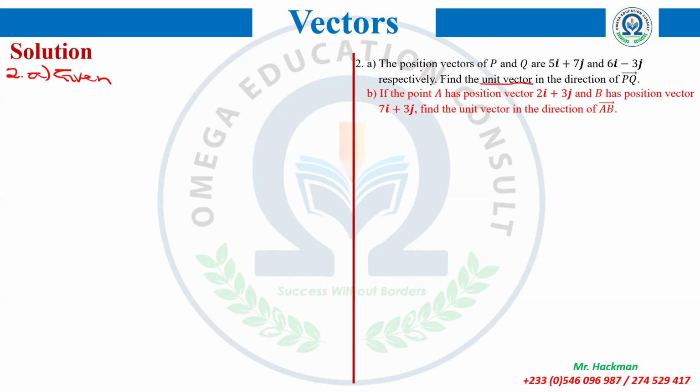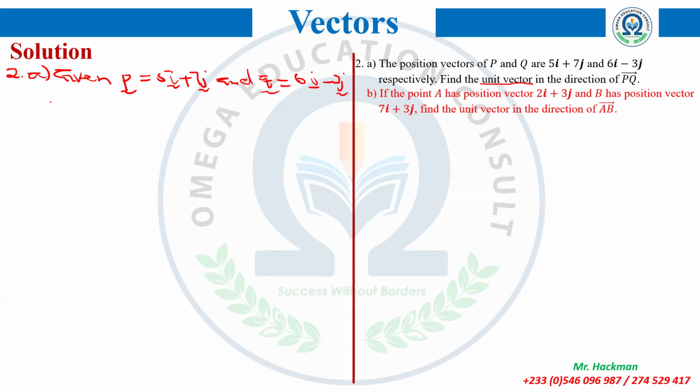Once you are told that these are position vectors of P and Q, the position vector of the point P is OP or P tilde, and the position vector of the point Q is OQ or Q tilde. I will go for P tilde and Q tilde. So I've been given P tilde to be equal to 5I tilde plus 7J tilde, and your Q tilde will be equal to 6I tilde minus 3J tilde. Don't forget your tildes.